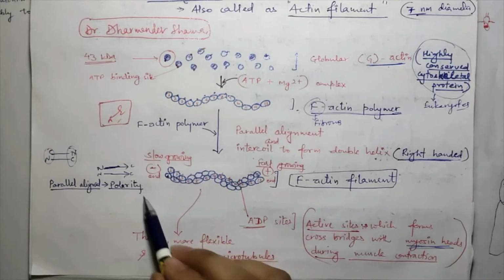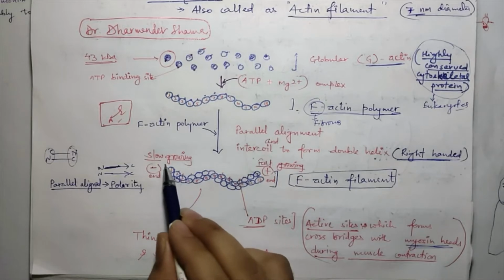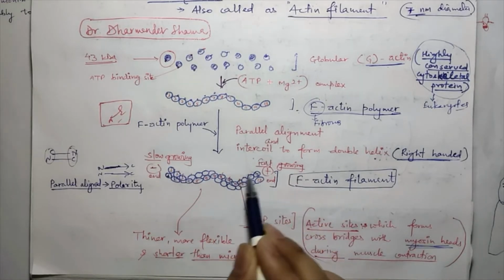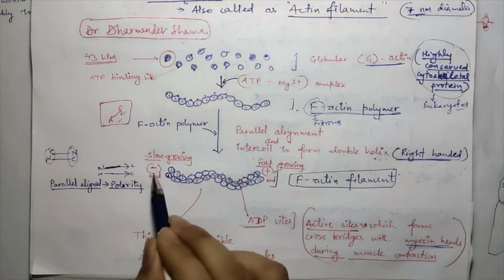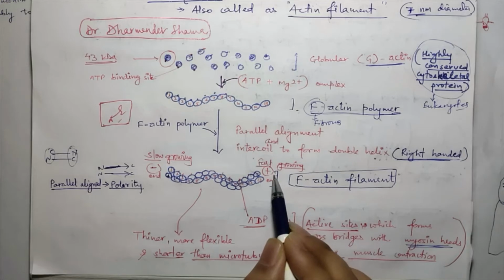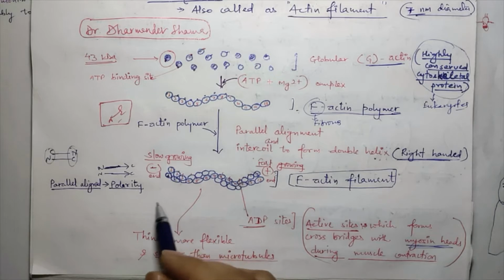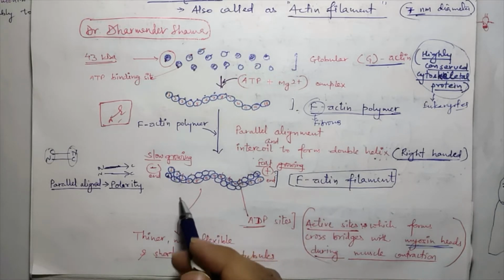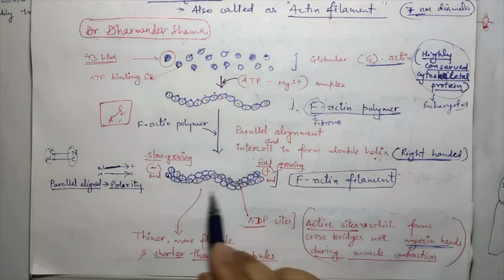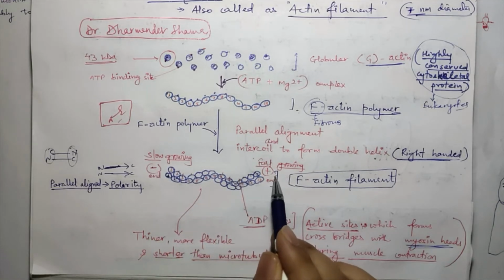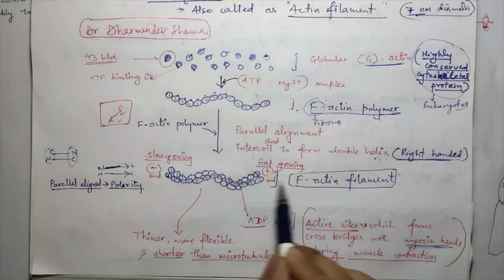Similar to microtubules, these F-actin filaments or microfilaments have slow growing and fast growing ends, where parallel alignment is achieved and these ends are observed. This is similar to microtubules, where alpha and beta subunits, or heterodimers of tubulin subunits, are used to form the polarity in protofilaments and subsequently in the microtubules. But here it is F-actin polymers which form a dimer that has the same polarity.